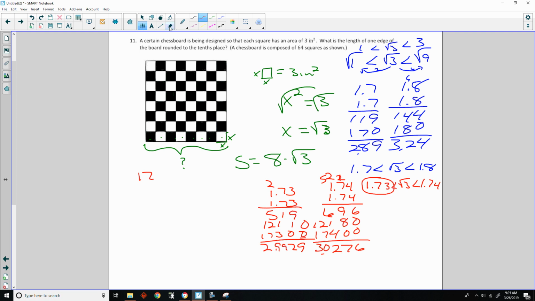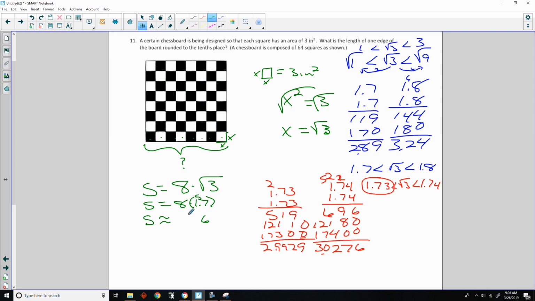So now we're approximating the board. So now we're finishing this equation right here. So now I'm going to say S equals 8 times 1.7. Let's use parentheses. And I should use an approximation because we did round. 7 times 8 is 56. And 8 and 5 is 13. So the board is approximately 13.6 inches in length on one side.